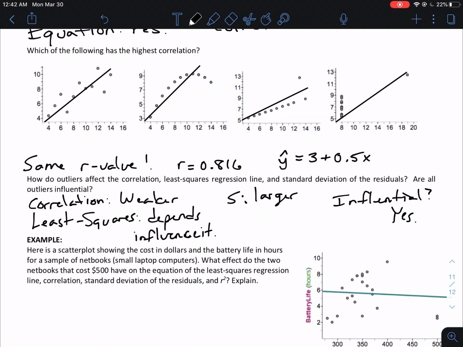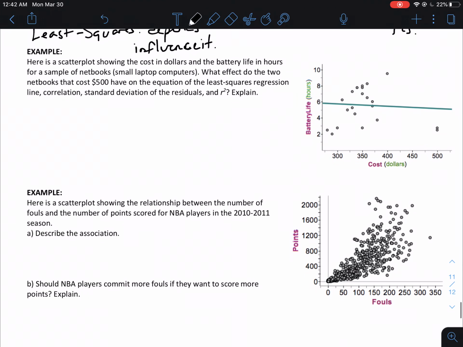So what we're going to talk about, these last two graphs, are just kind of how do those outliers influence the data, what would be the effect if they were to be removed from the data. Pretty simple concepts, just things that didn't really fit into other sections of the notes for this unit that we still need to talk about. So here's a scatter plot that shows the cost in dollars and the battery life in hours for a sample of netbooks or small laptop computers, so think Chromebooks, something along those lines.